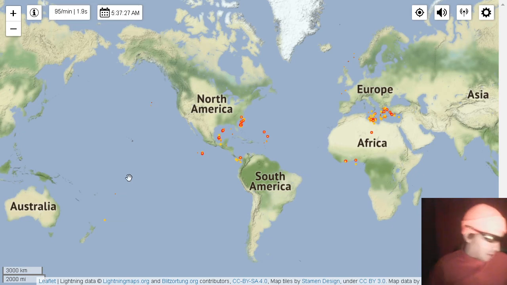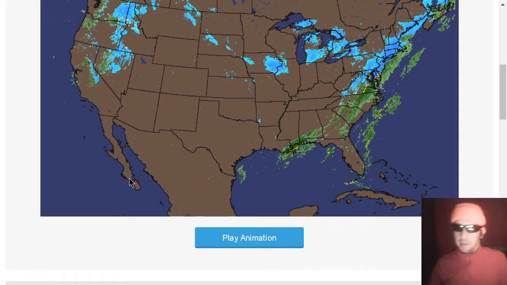Check out lightningmaps.org the next time you hear thunder, perhaps. Check out all the lightning in the Mediterranean. Plenty of lightning out there.